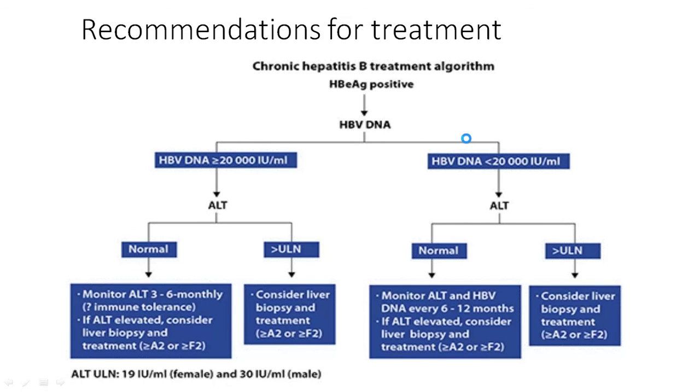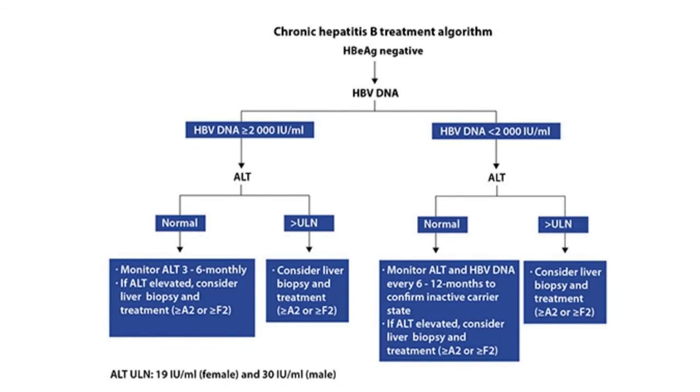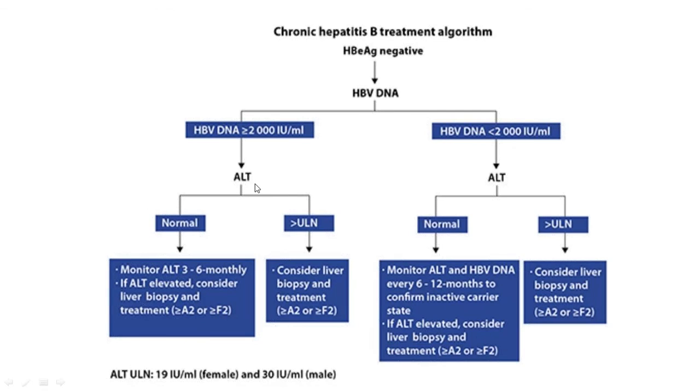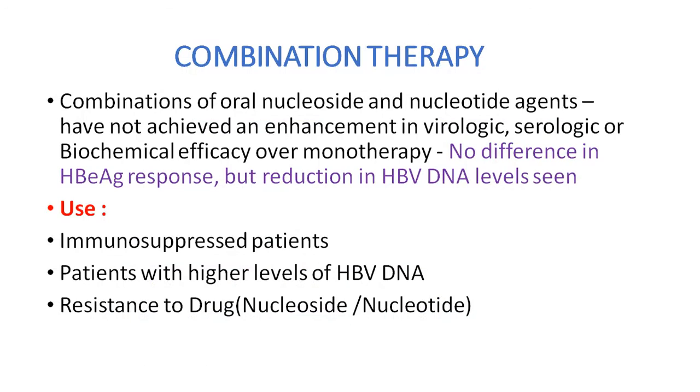This is again the same thing. But if it is negative, we again monitor the ALT levels. If more than the upper limit, go for liver biopsy. If it is normal, then you always monitor the levels of ALT and HBV DNA. Combinations of oral nucleoside and nucleotide agents are more important. You use them in immunosuppressed patients, patients with higher levels of HBV DNA, and resistance to other drugs.